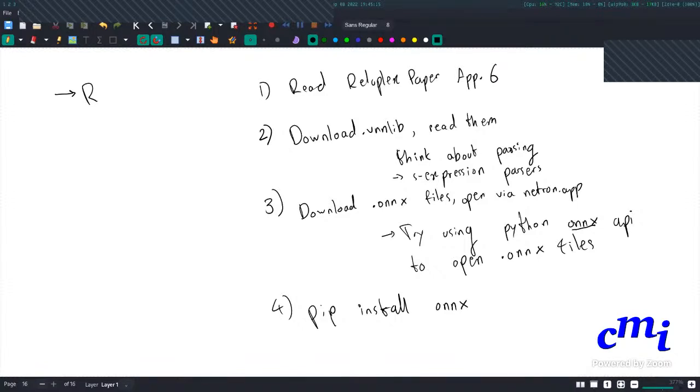By the way, does anybody have any experience writing, say, something like an S-expression parser? I guess that's a no. Yeah, sure. They're not very complicated things, and we can help you guys out as well.